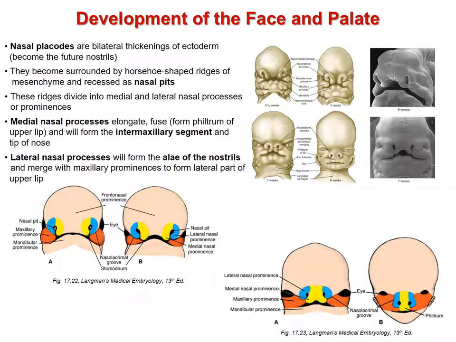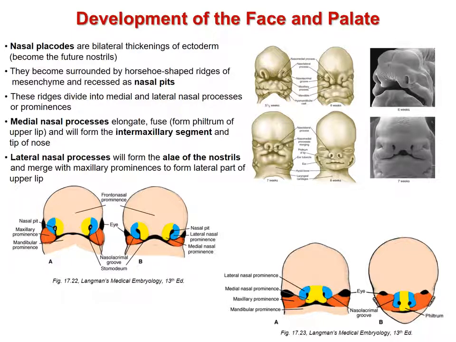The nasal placodes are thickenings of ectoderm that are surrounded by horseshoe-shaped ridges of mesenchyme. These ridges grow rapidly relative to the placodes, which become recessed and recognized as nasal pits. These ridges divide into medial and lateral portions, respectively called medial and lateral nasal processes or prominences. The medial nasal processes, right and left, grow more rapidly and extend further inferiorly than the lateral nasal processes and fuse with each other in the midline to form the intermaxillary segment and tip of the nose. The lateral nasal processes will form the alae or wings of the nostrils.